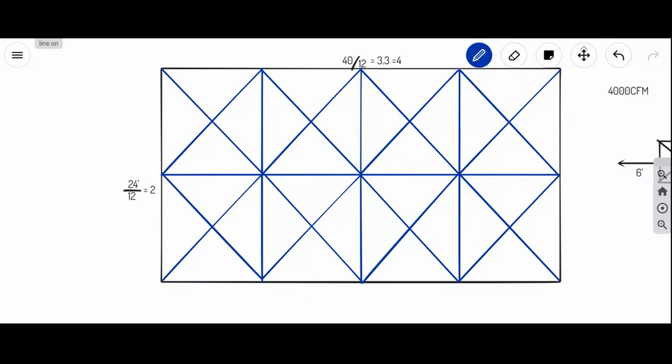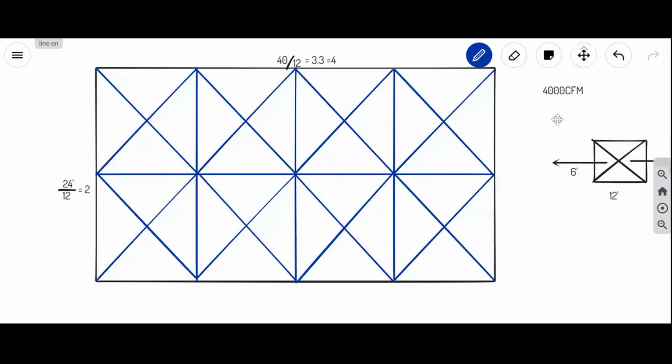So we have found the midpoint. Now how many points do we have? 1, 2, 3, 4, 5, 6, 7, 8. Eight positions, right? That means 8 diffusers will come. Divided by 8, what is the value we have? 500 CFM each.